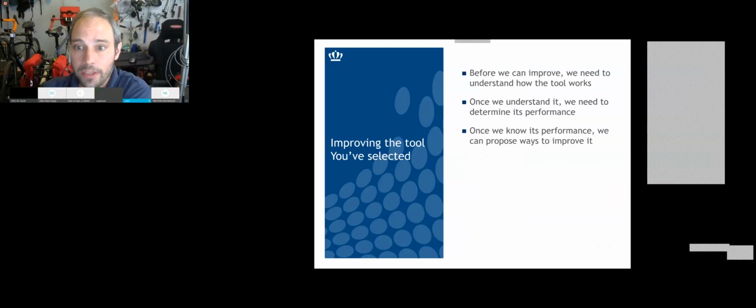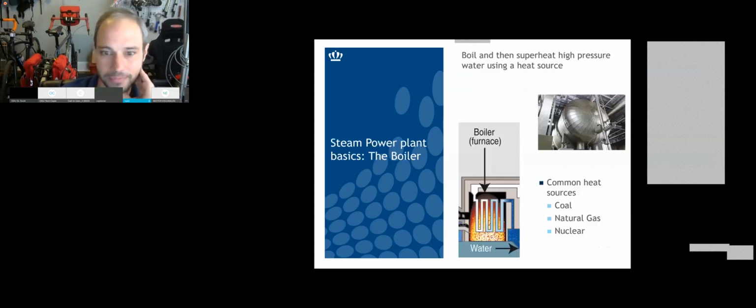And then once we know its performance, we can propose ways to improve it. And hopefully that's where you get your big paycheck, and you get the bonus at work if you say the right thing and save a lot of money. Like that one guy, I'm sure it was a whole team of men and women, who increased the overall plant efficiency by about 0.5% and saved millions of dollars. I don't think they saw much of that, but hopefully they got a bonus.